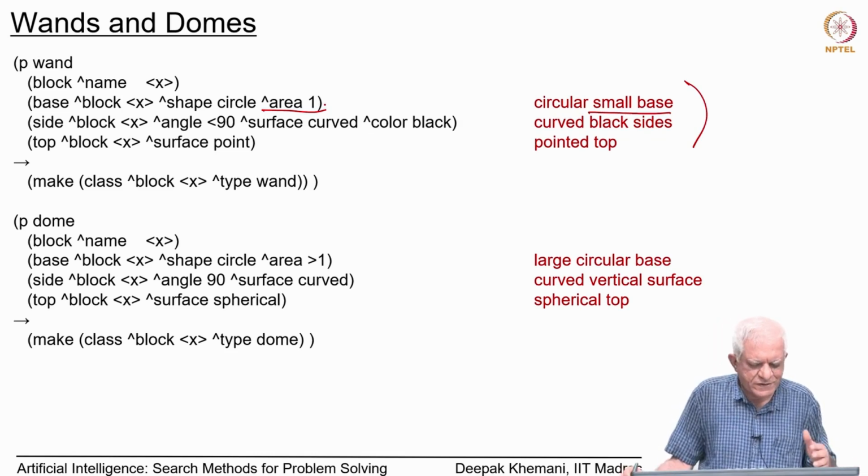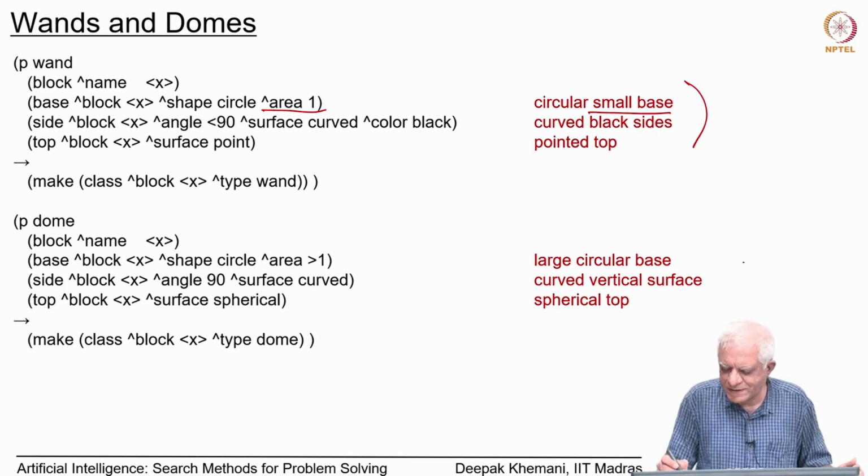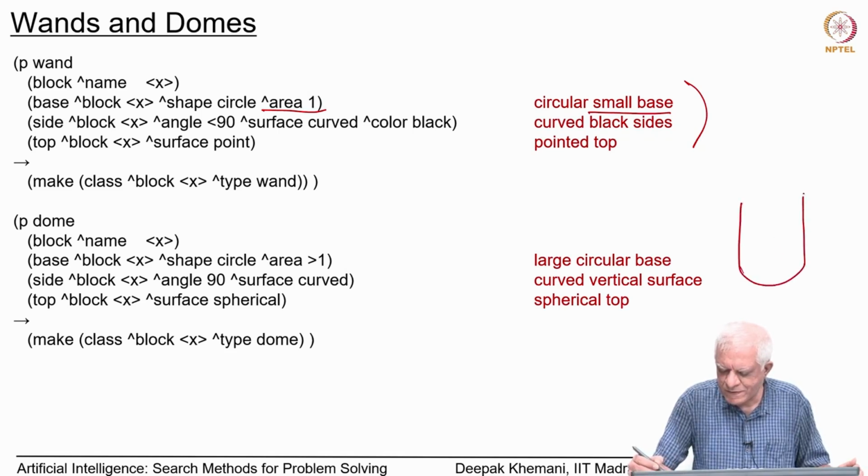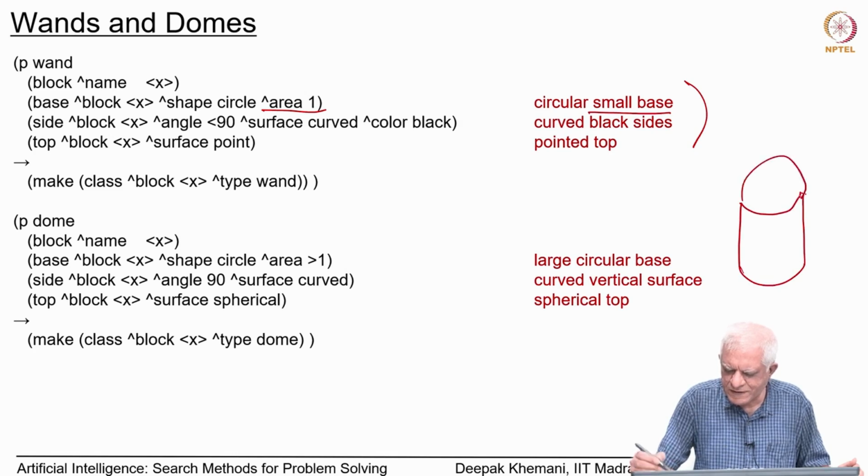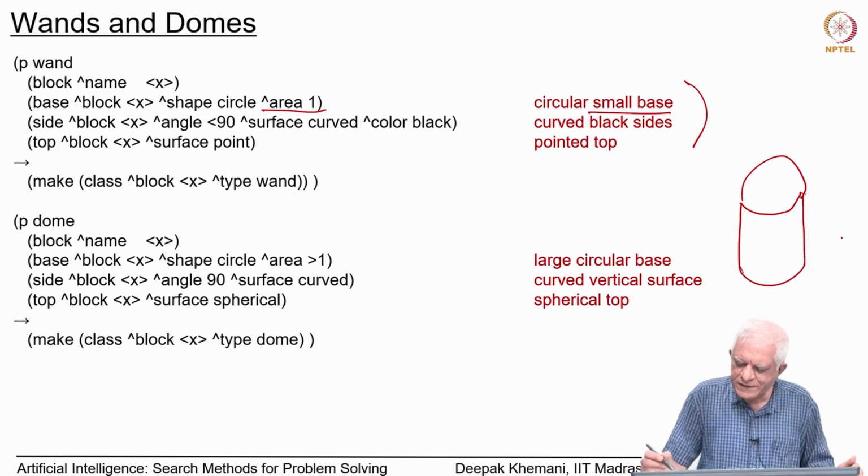And for the sake of illustration, we have something called a dome, whose base is a circle, whose walls are vertical and curved, and whose surface is spherical. So, you can imagine something like this, then you have this, and then you have something like this. If you can imagine this, I am not sure whether I have drawn it well enough, but the side view would look like this.